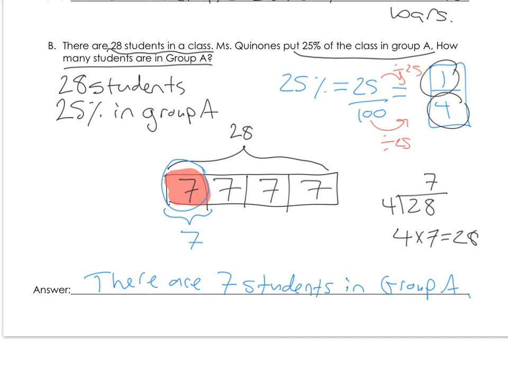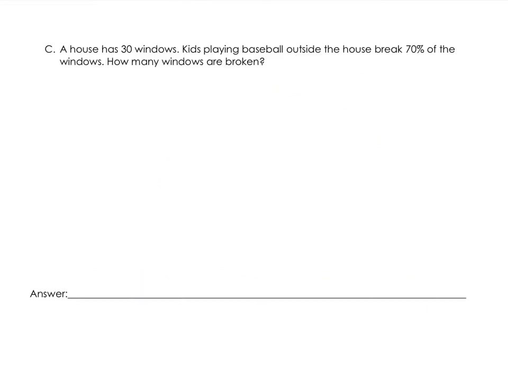So the last problem is yours. This is what you have to solve to prove you've understood the lesson. It says a house has 30 windows. Kids playing baseball outside the house break 70% of the windows. How many windows are broken? You need to pause the video and solve this problem on your own, and we'll see if you get it right. Good luck.